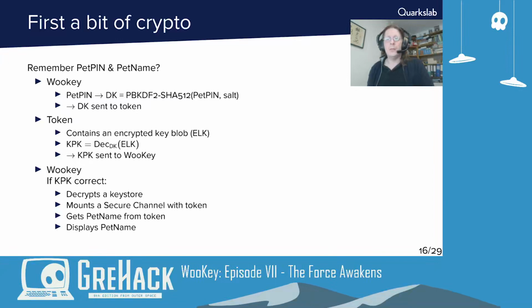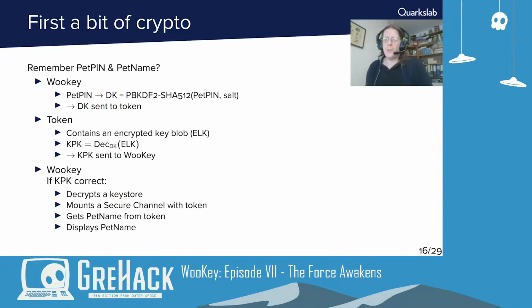From the pet pin, the WooKey derives a decay by some derivation function, and the decay is sent to the token. Then the token has an encrypted key block called ELK internally, and it decrypts the ELK with the decay that you provide, and it gives a KPK, which is sent to the WooKey. And the KPK, if it's correct, is used to decrypt the key store. And from there, it can mount a secure channel with the token, ask for the pet name to the token, and display the pet name to the user.